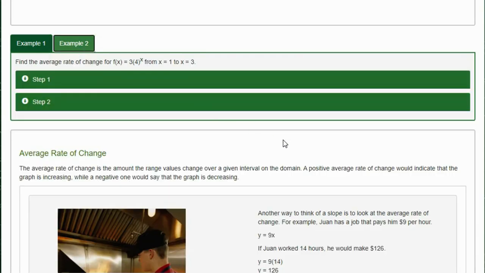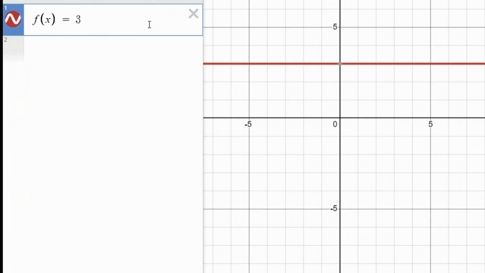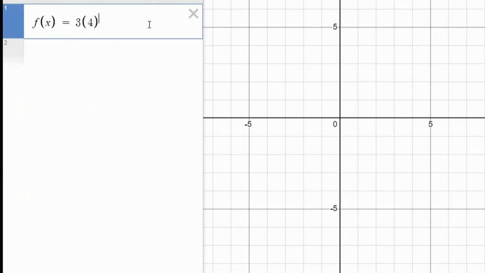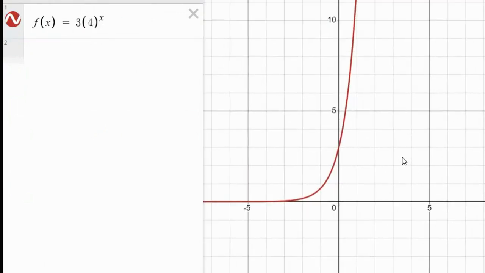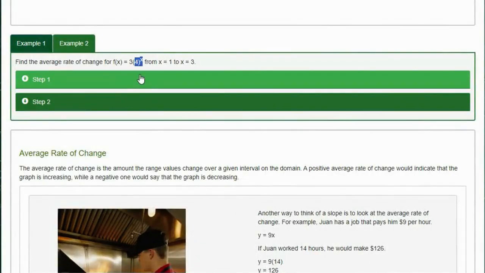All right, example 2. Find the average rate of change. This is interesting. For this equation, 3 times 4 to the x. So let's do this. 3 times 4 to the x. Okay, here's our exponential function. The y-intercept's at 3 because that's our coefficient out front. But they want us to find the average rate of change from x equals 1 to x equals 3.